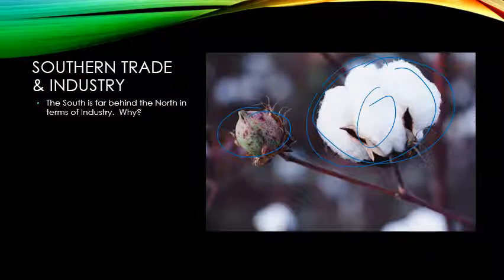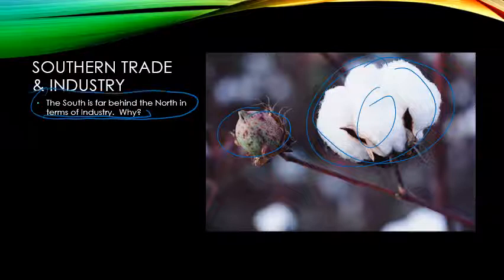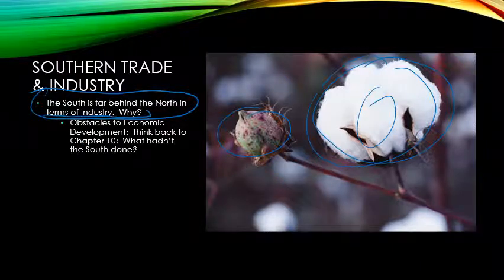All right, so the South is way, way behind the North in terms of industry. Now, we've been talking about this for a while. Shoot me an email to respond to this question: Why is the South so far behind the North in terms of industrial growth? And by industrial growth, I mean no or few railroads, canals, obviously not many factories or textile mills and things. Why is it that the South is so far behind the North in this area?